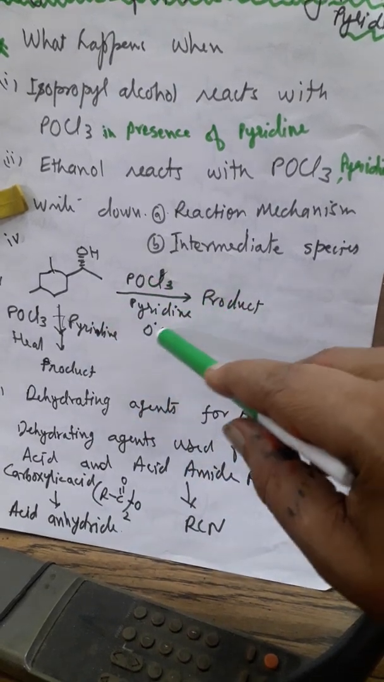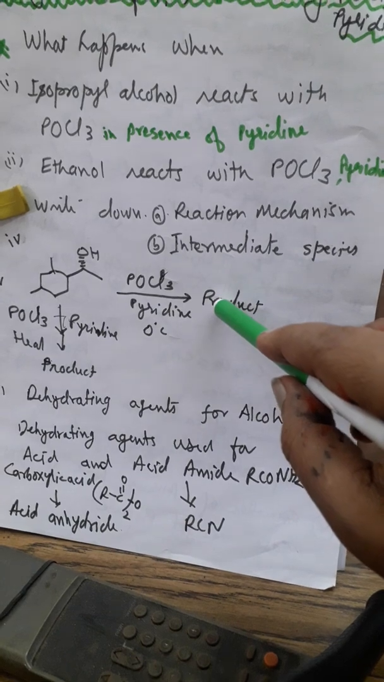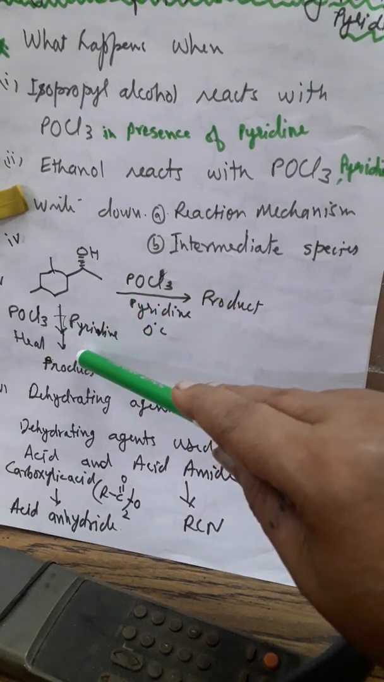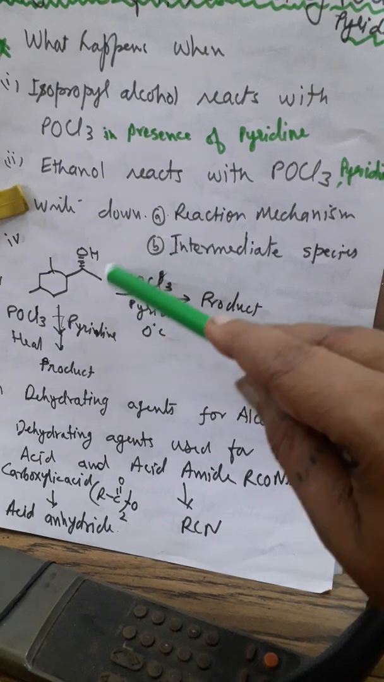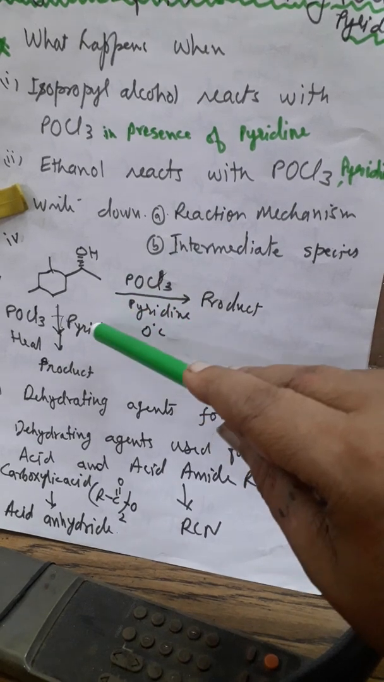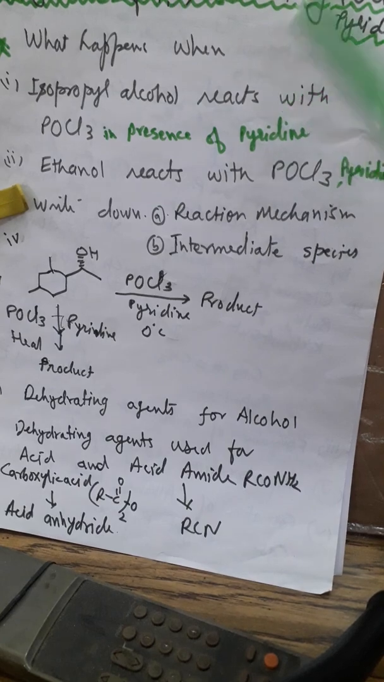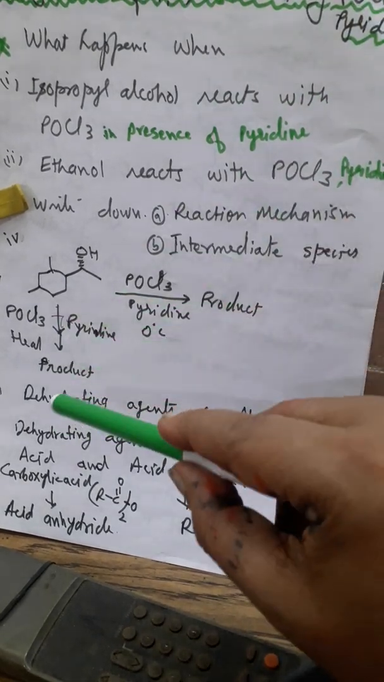And the action of POCl3 in pyridine at 0 degree C. What will be the product, and on heating what will be the product? Both the products are different, so you should know that it is a temperature dependent property. Now E2 elimination occurs in this case. We will discuss that later on.